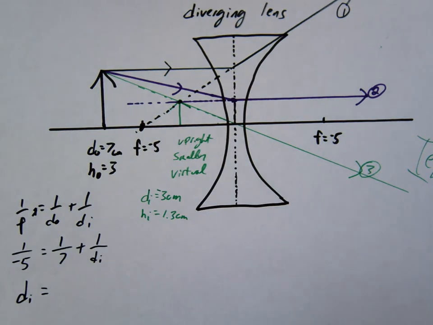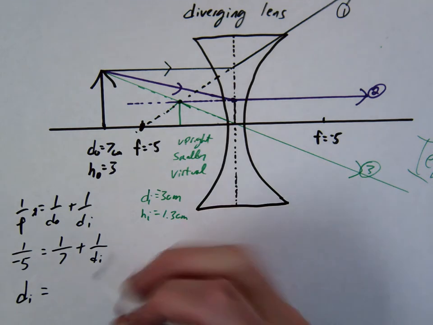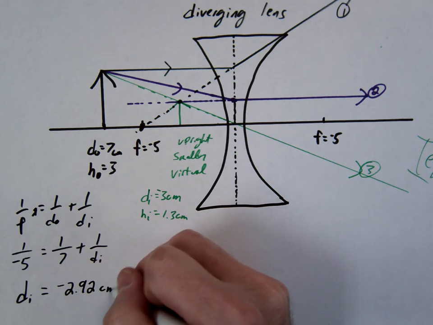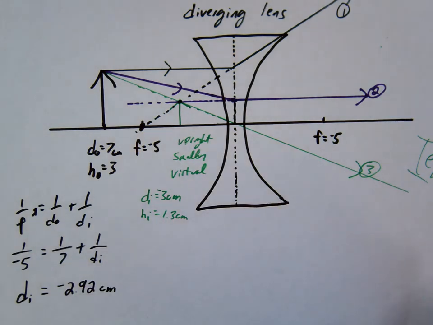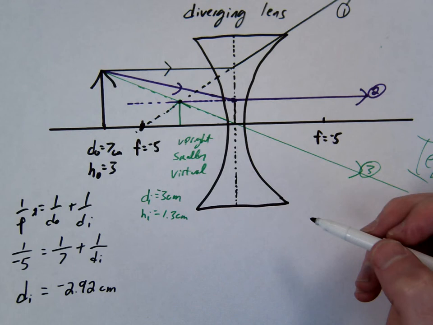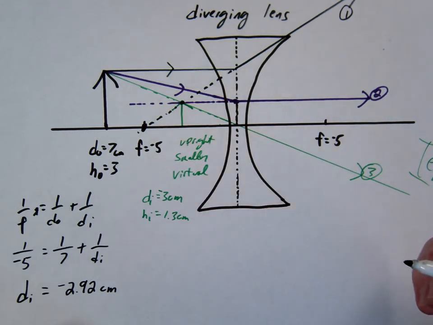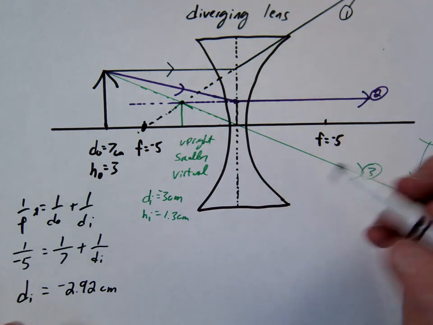So hopefully my DI is close to 3. What's the perfect number? 2.92. Confirmed? Okay, so that's pretty close. Anyone actually measure 2.9? Bunch of you. Alright.